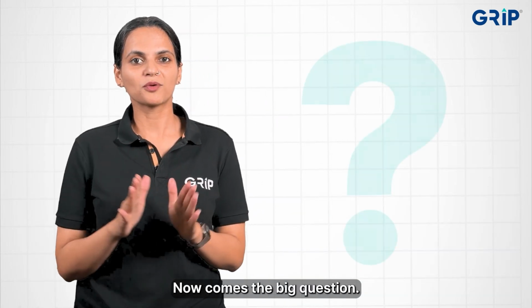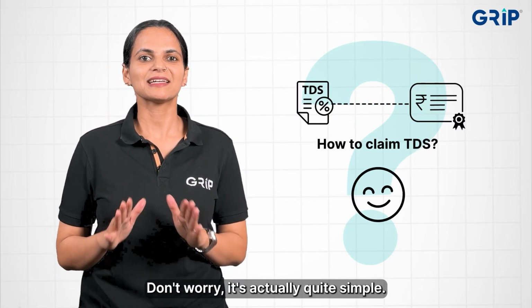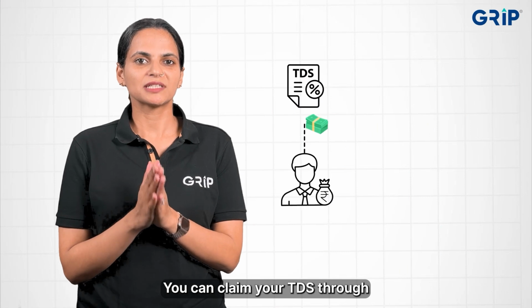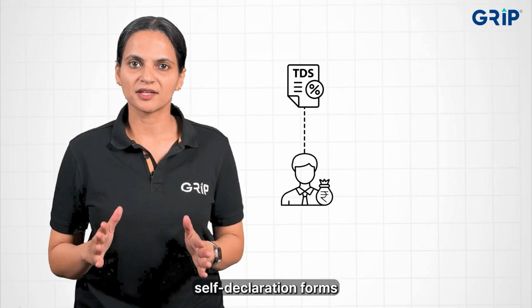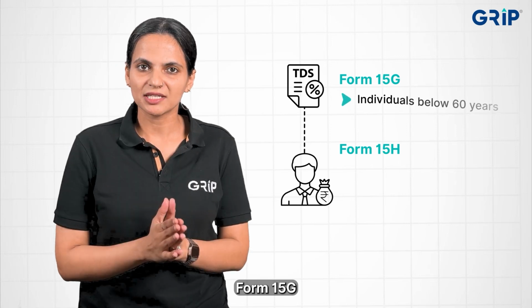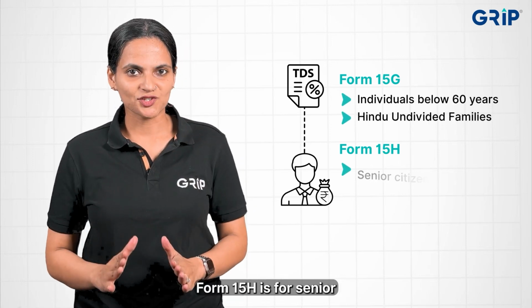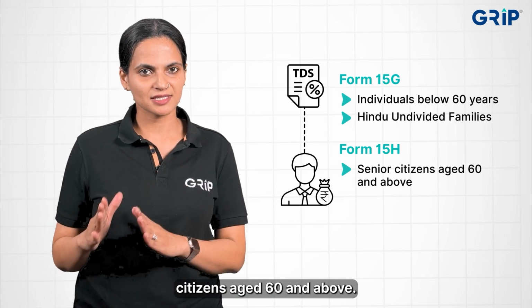Now comes the big question. If your TDS is deducted, how can you claim it back? Don't worry, it's actually quite simple. You can claim your TDS through two simple self-declaration forms. Form 15G and Form 15H. Form 15G is for individuals below 60 years and HUFs. Form 15H is for senior citizens aged 60 and above.